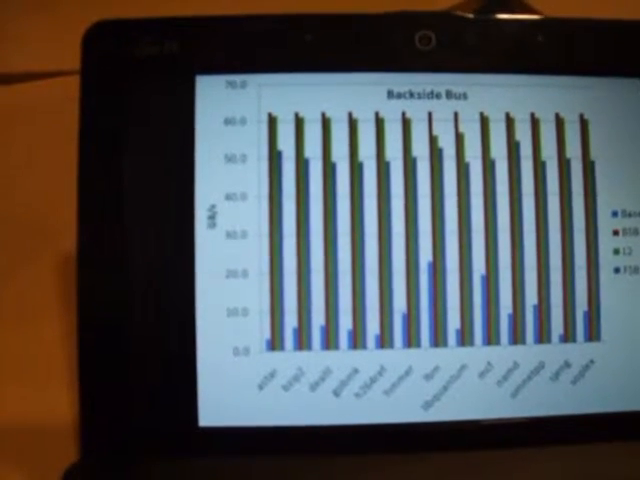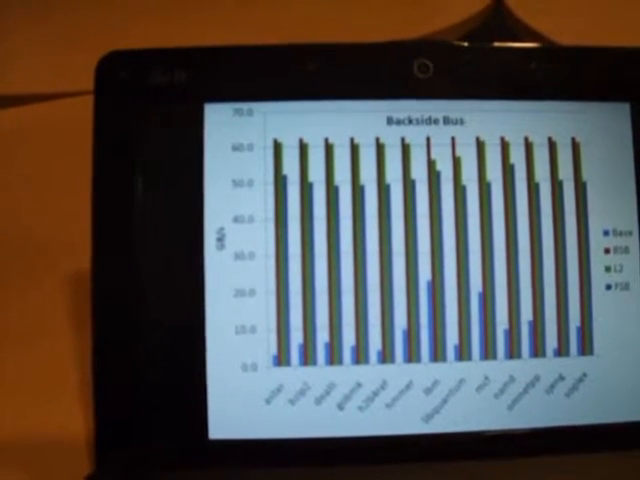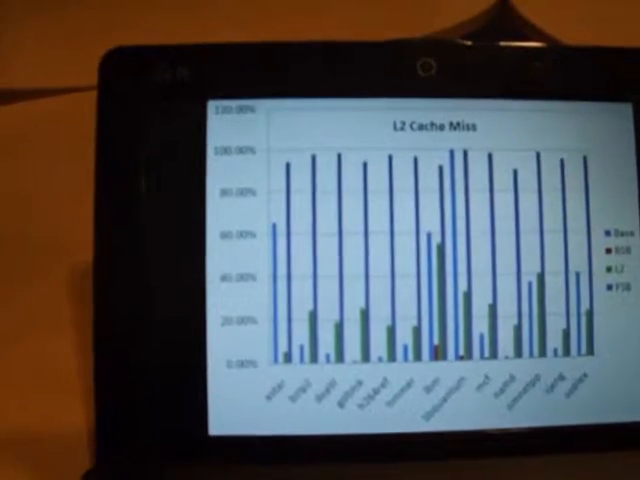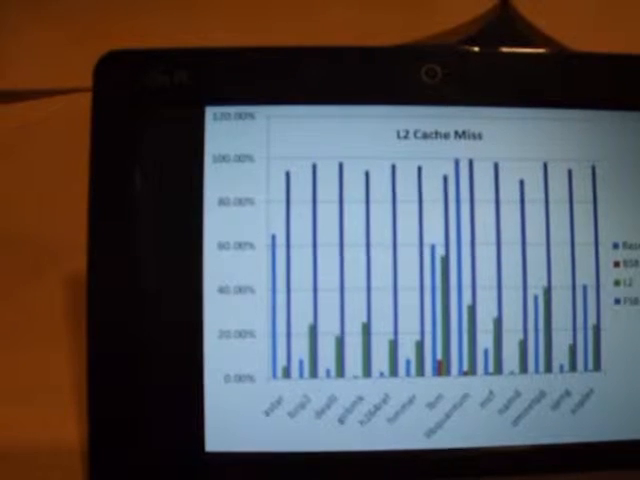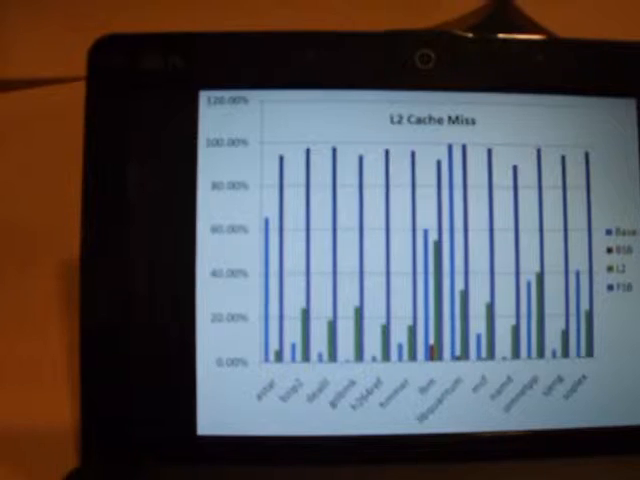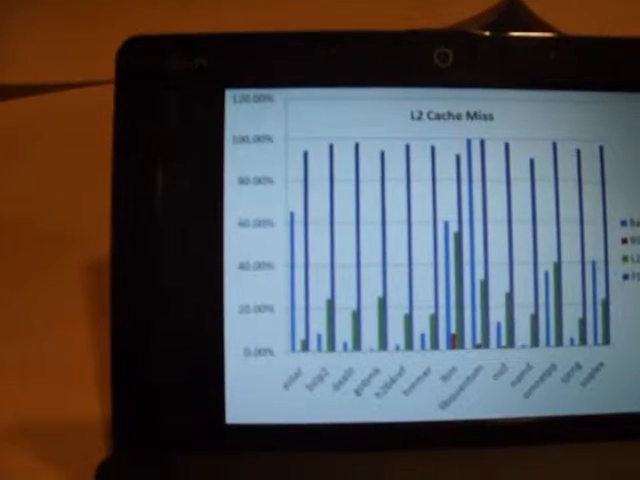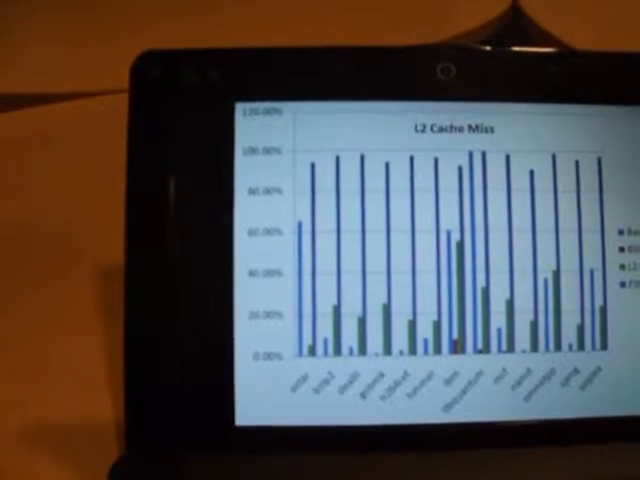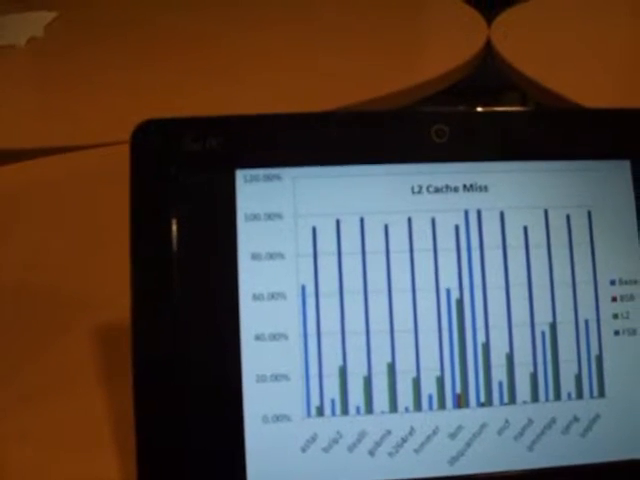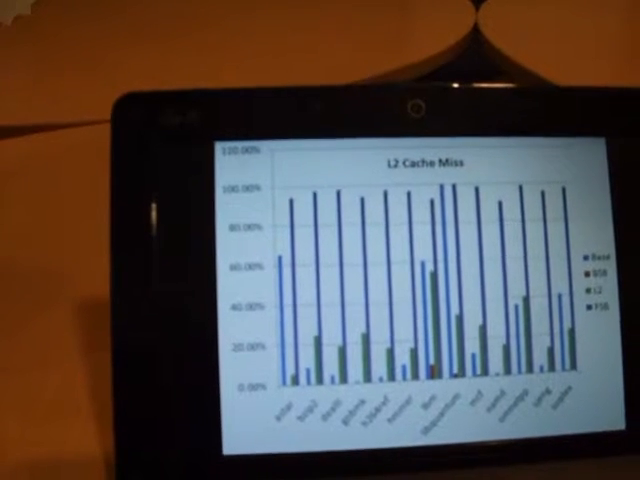attacks, which means that frontside bus is less efficient in consuming the backside bus. The next one is L2 cache miss. The L2 cache miss should be higher in frontside bus attack, because in frontside bus attack, there will be a lot of cache misses to consume the frontside bus.